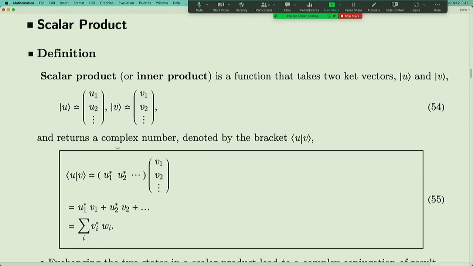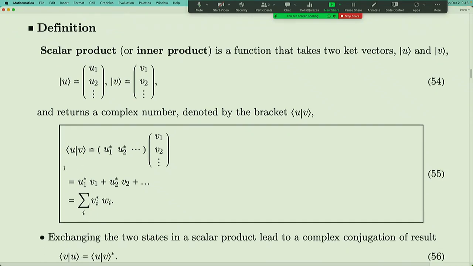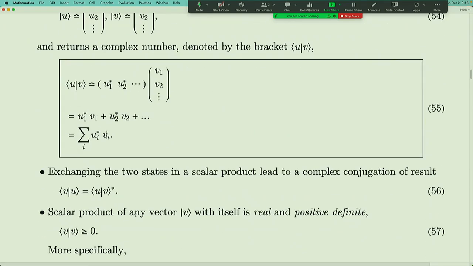Put the row vector in front of the column vector, and automatically you imply that you are going to do matrix multiplication. As we know, you can multiply a row vector with a column vector following the rule of matrix multiplication, and the result is U1 star V1 plus U2 star V2 and so on, summing over the component i. Oh, sorry, this should be U and V, not V and W. I copied from previous notes. This should be U and V. Okay, so that's the definition of the scalar product.